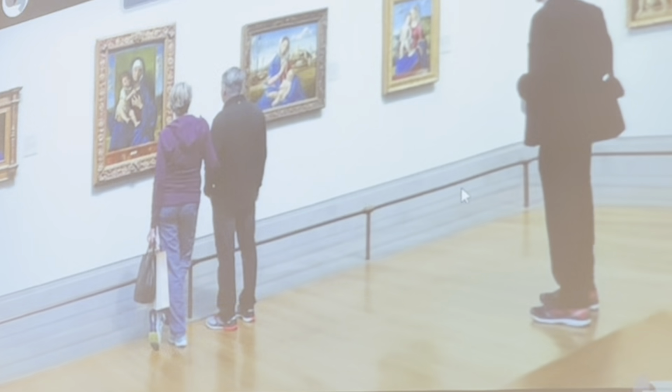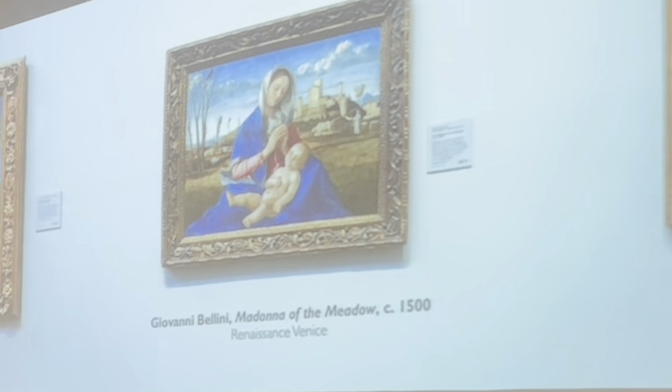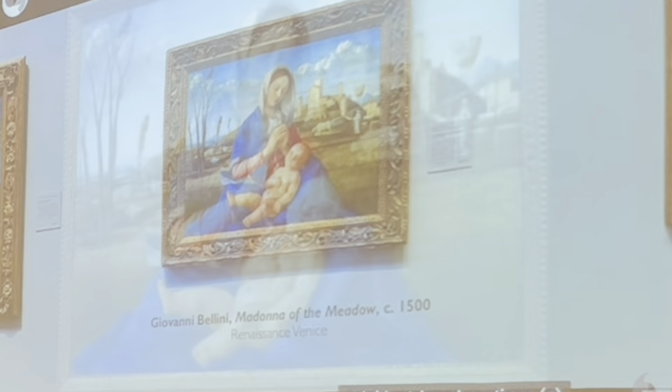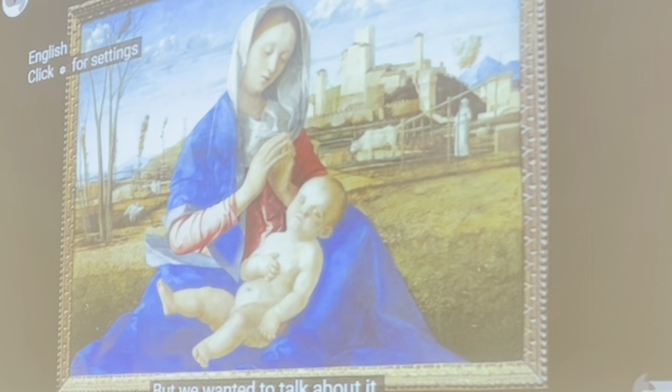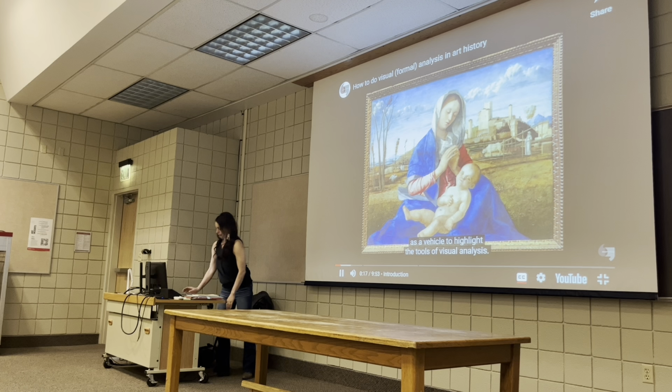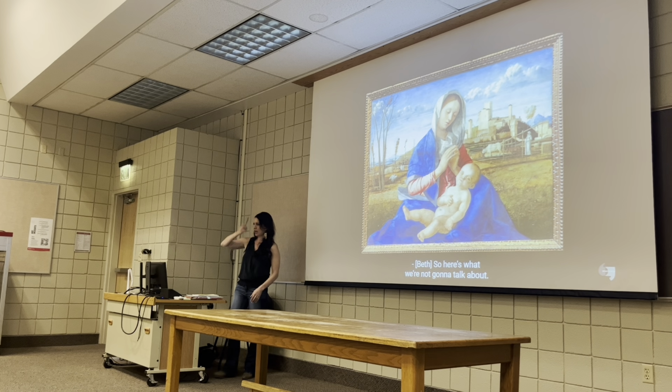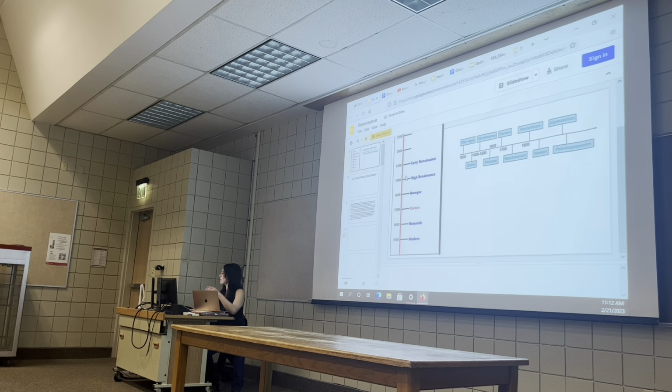video. This is a visual analysis. We're in the National Gallery in London, standing in front of Giovanni Bellini's The Madonna of the Meadow. This is a Renaissance painting from Venice, but we wanted to talk about it as a vehicle to highlight the tools of visual analysis. So here's what we're not going to talk about.